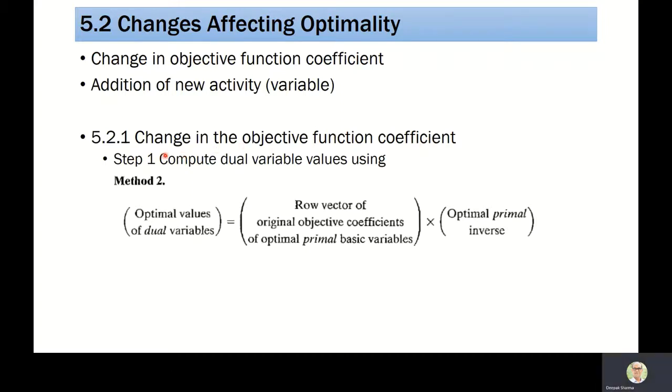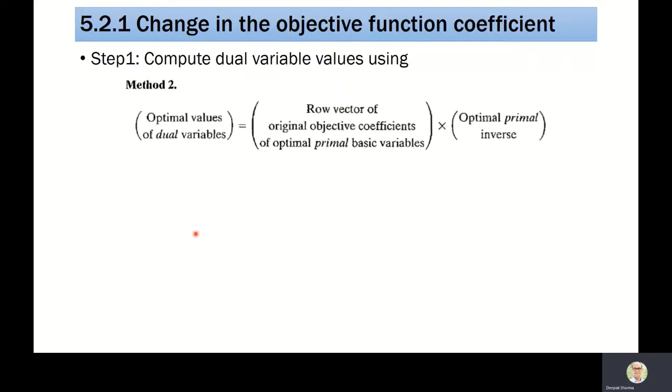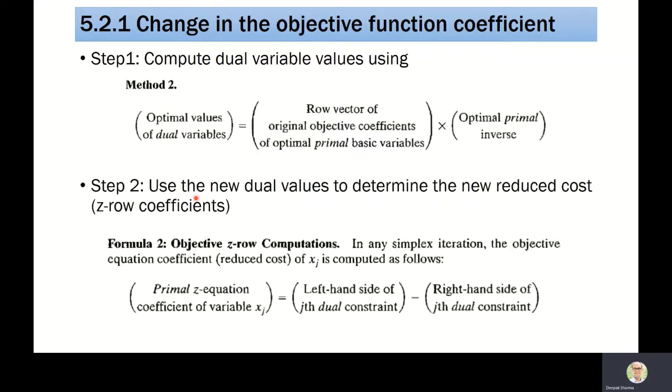That involves two steps. Step one is we have to compute the dual variable values using method 2. This method we discussed earlier. In this case, the optimal values of the dual variables equal the row vector of original objective coefficients of the optimal primal basic variables multiplied by the optimal primal inverse. So first we will find the dual variables, and thereafter in step 2 we will use the new dual values to determine the new reduced cost.